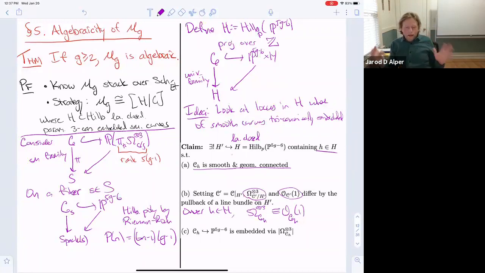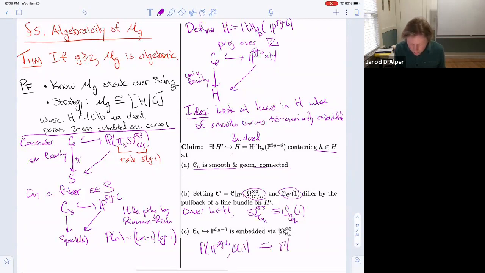But not only that, it's not enough just to say that they're embedded by the right line bundle. You want them to be embedded by the complete linear series, not by some other linear series. So moving on to C, what we want is that the natural map from projective space to the restriction, and O(1) here, we know, is isomorphic to the third canonical, to be an isomorphism. This is exactly what it means to say that it's embedded via a complete linear series.